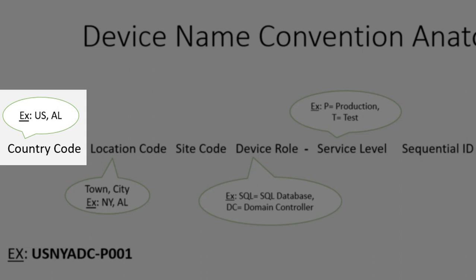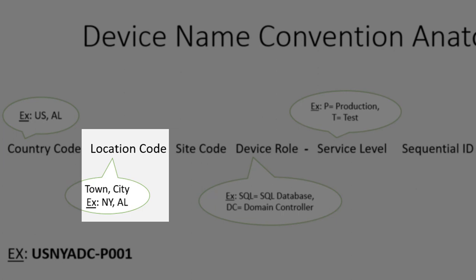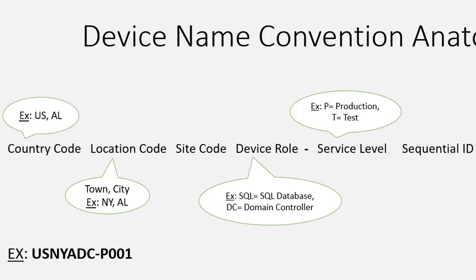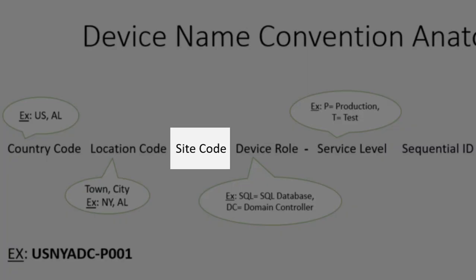Use the first two characters to represent the country. Example, US for United States, AL for Algeria, and so forth. The next two characters may represent the town or the city. For example, NY for New York, AL for Algiers. Use one character to represent the site code. This is useful when your company has multiple sites throughout the city.